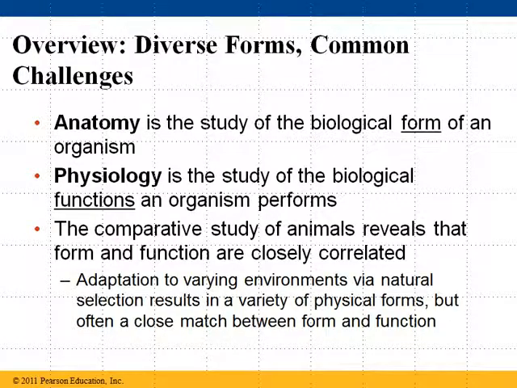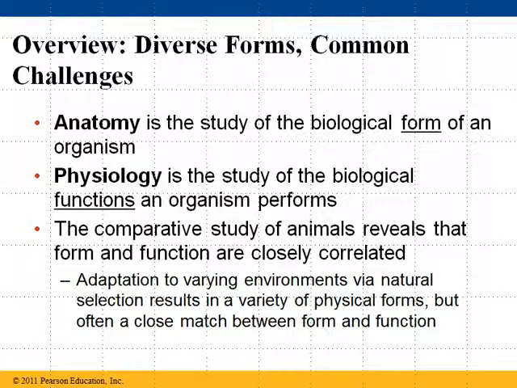So first let's get going with a brief overview: diverse forms, common challenges. The reason we're not going to go into a lot of detail is because if you wanted to go into a lot of detail over all these body systems, you would end up taking A&P, which is Anatomy and Physiology, and it goes into excruciating detail on all of these systems. This is an overview course of biology in general, so we have so much to cover we can't possibly go into a lot of detail with A&P.